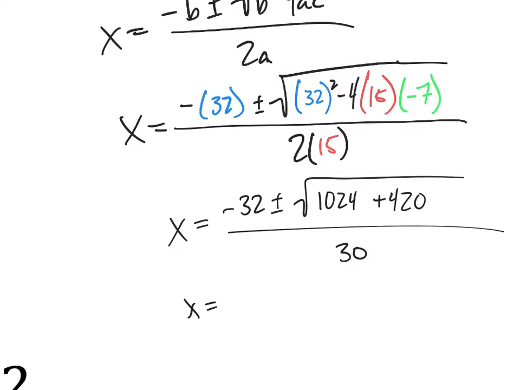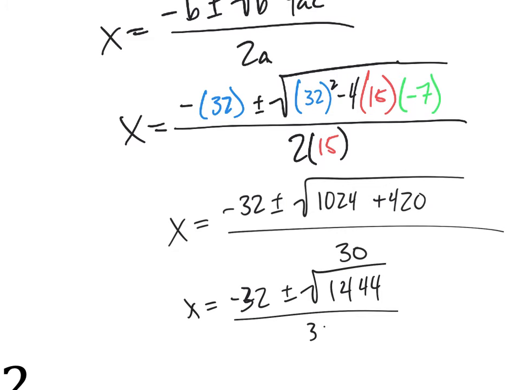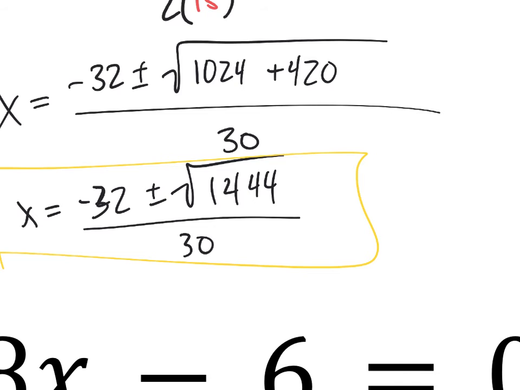Okay, x equals -32 plus or minus the square root of, okay, 1444, all over 30. I am fine with it if you circle that right there. Let's just check to see what the square root of 1444 is, and it's 38. So check this out: negative 32 plus or minus 38 over 30.